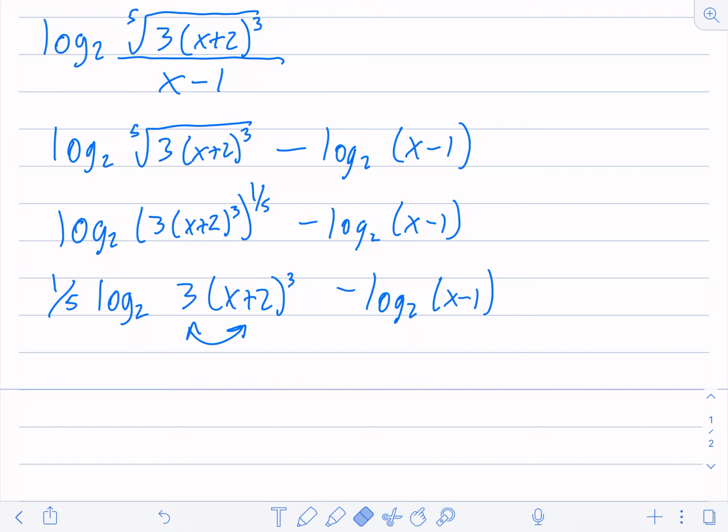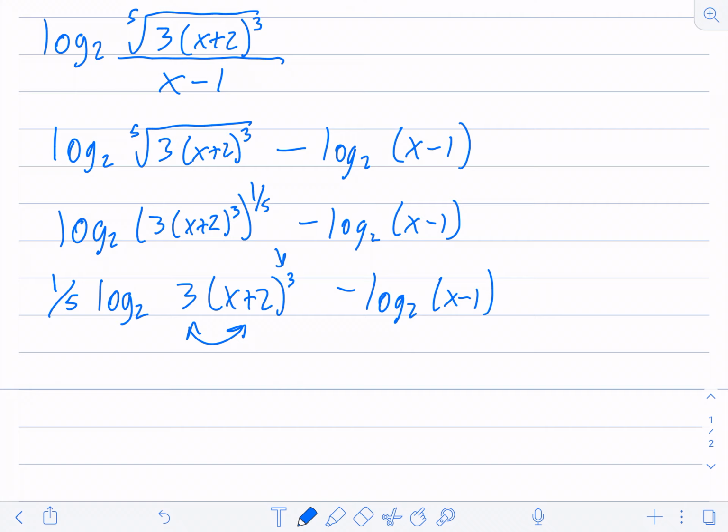The one common mistake might be to take that 3 and move it to the front. But think about it. Does this exponent apply to the x plus 2, or to the 3, or both? It only applies to the x plus 2. It's not 3 times x plus 2 quantity cubed, right? That cubed only applies to the x plus 2.